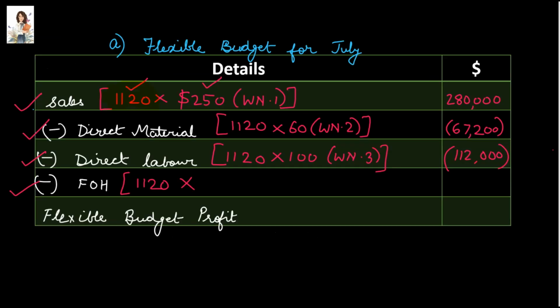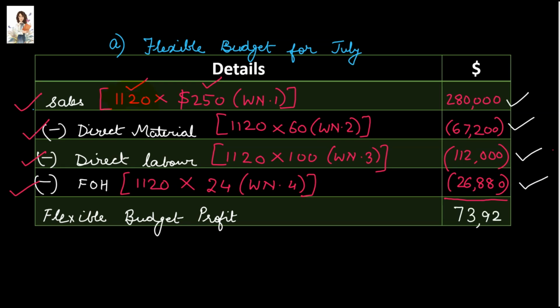Our fixed overhead cost is 1120 units multiplied by $24 per unit, which we have calculated in working note 4. So our fixed overhead in our flexible budget is $26,880. Now we can find out the flexible budget profit for the month of July. 280,000 minus 67,200 minus 112,000 minus 26,880, which gives us $73,920. With that, we have completed part A.